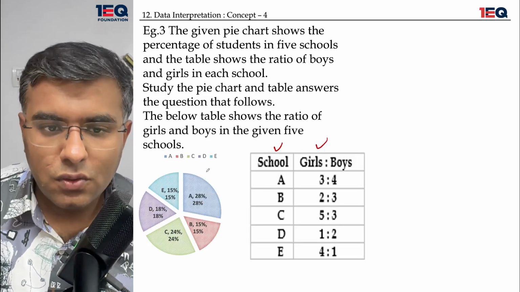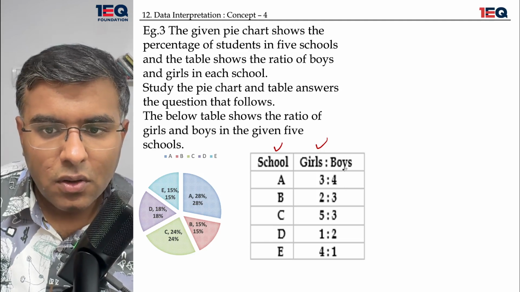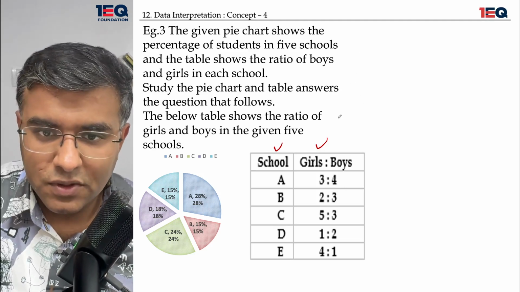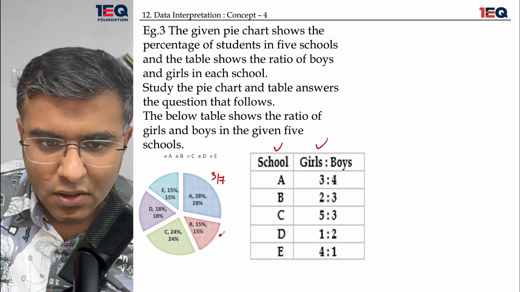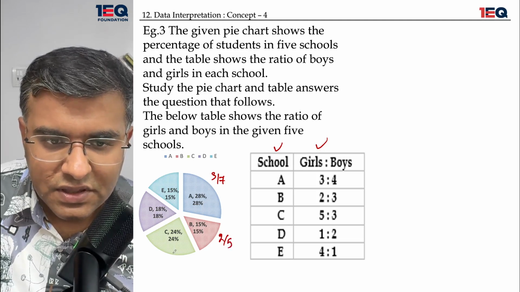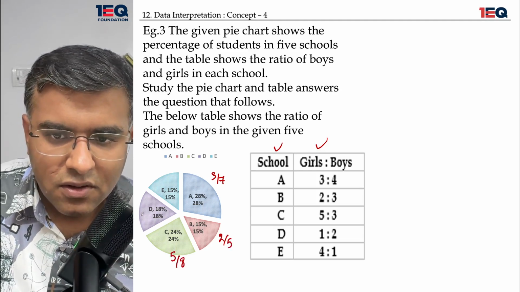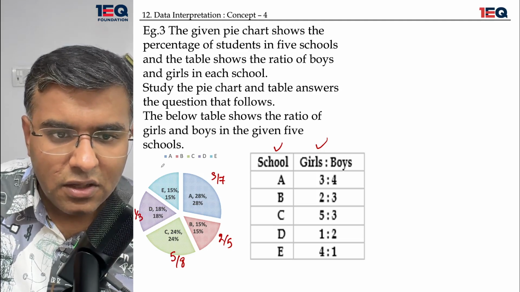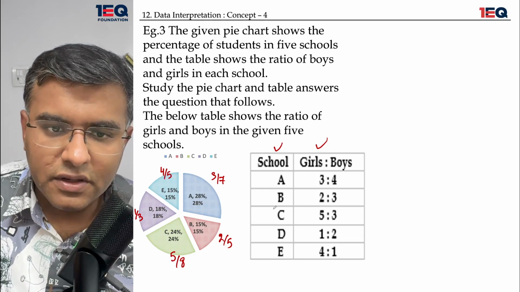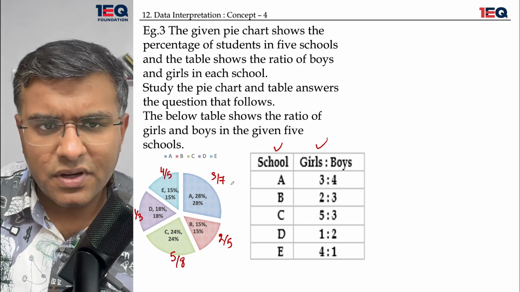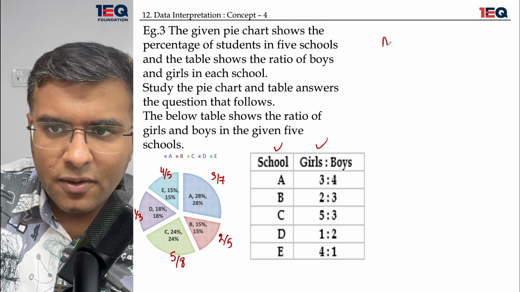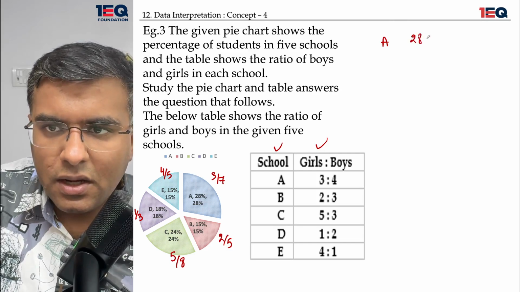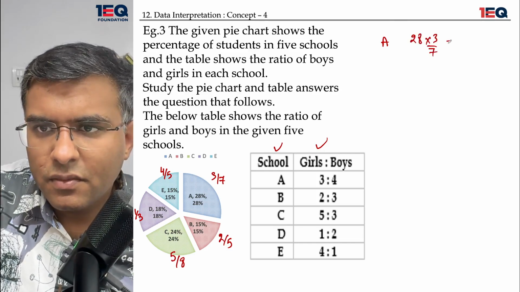I'll first need to find out what is the total number of girls in all the schools. For A, 3 by 7 are girls. For B, 2 by 5 are girls. For C, 5 by 8 are girls. For D, 1 by 3 are girls, and for E, 4 by 5 are girls. Can I still get a percentage out of it? Let me check. For A, this means 28 multiplied by 3 by 7, right?